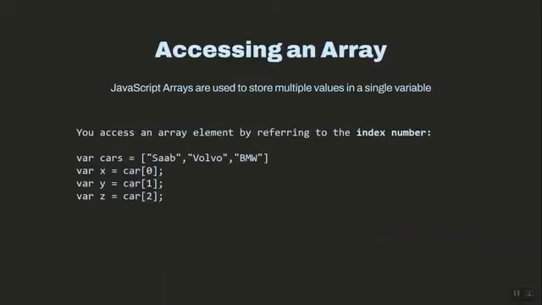So this is just assigning the elements of the cars to another variable. That should be easy for you to understand.